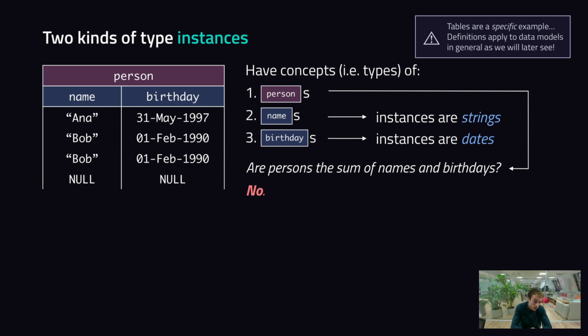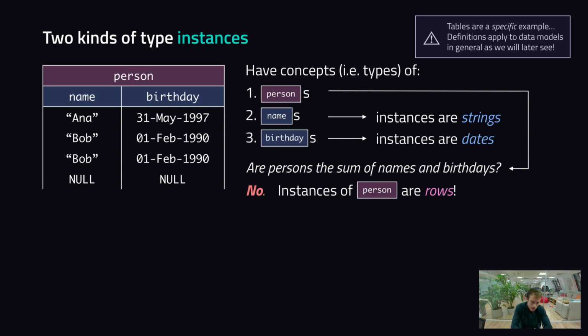Even going further than that, we could also imagine instantiating a person without any name or birthday. So they don't even need to have names, as long as we have, for example, null as a way to represent the absence of values. So what are persons if they're not the sums of names and birthdays? Well, in this simple example, they're just rows. They're rows in our table.